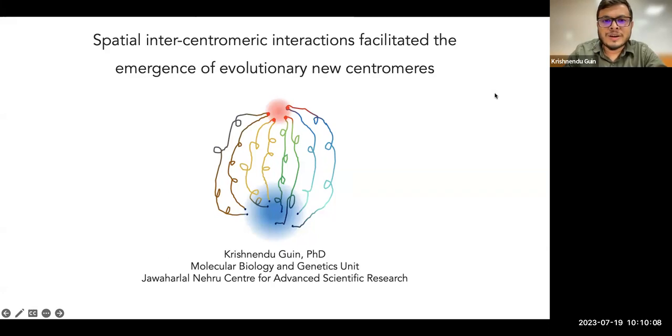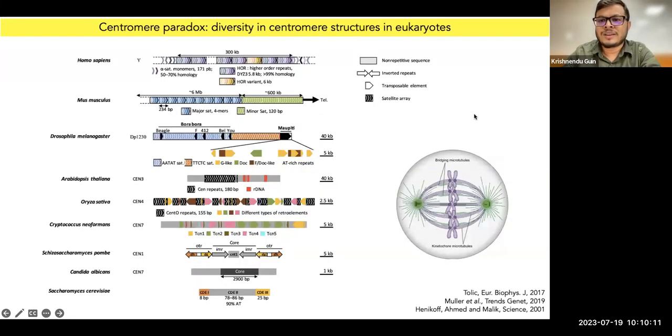So let me start by defining what centromeres are. The centromeres are the genomic loci that specifically bind to the kinetochore proteins. And these kinetochore proteins, in turn, attach to the microtubule fibers from opposite poles during mitotic cell division, and they segregate the replicated genome into two different daughter cells. So this process of centromere-mediated genome segregation is conserved across different species. But the interesting point is that the underlying centromere DNA sequence elements are not conserved across species, although this process is conserved.